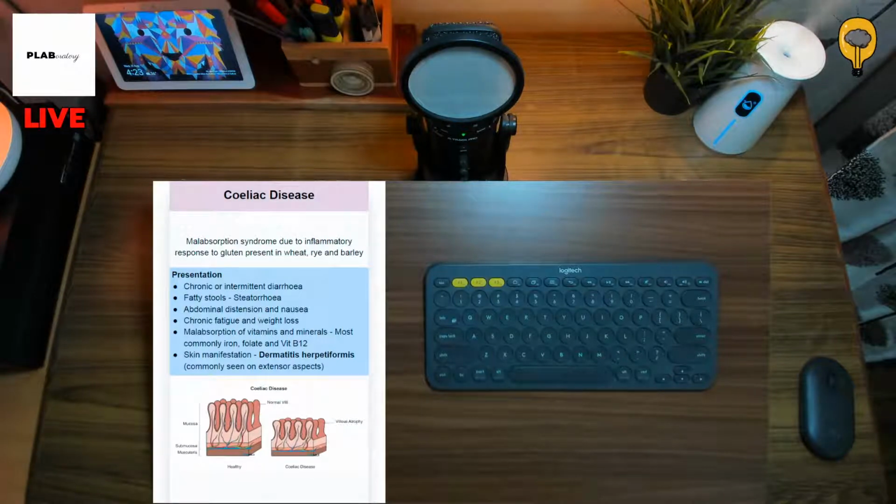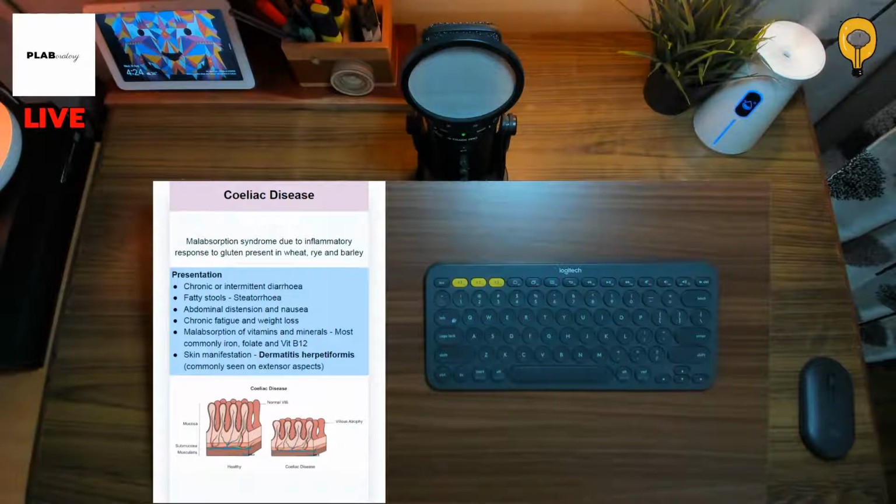So, clinical features are chronic or intermittent diarrhea, stinking stools, steatorrhea, and unexplained GIT symptoms like bloating, nausea, and vomiting, fatigue, unexplained weight loss, iron deficiency, folate deficiency, vitamin B12 deficiency. Most common presentation in celiac disease is iron deficiency anemia. In children, tapering growth is seen. Now, complications of celiac disease are osteoporosis and T cell lymphoma of small intestine.